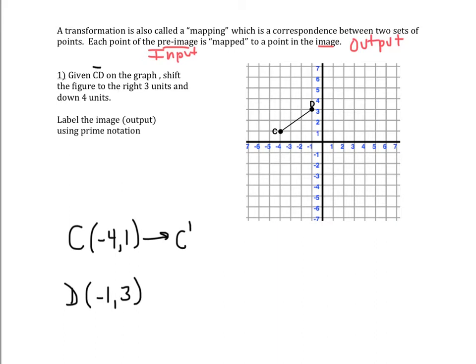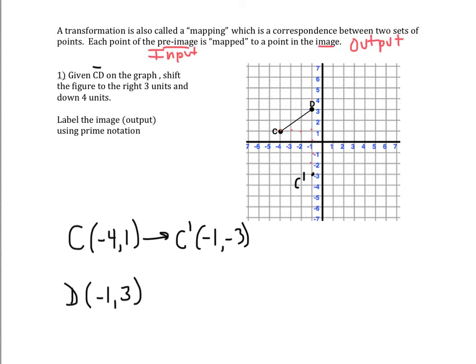So let's follow the rule. Put your pencil point on C, and then we're just simply going to count to the right 3, 1, 2, 3, and then down 4, 1, 2, 3, 4. So this means that C prime is going to be down here on the graph, and it looks like it has coordinates -1, -3. Put a little point there for C prime. Make sure you use the prime notation to show that this is the image or the output.